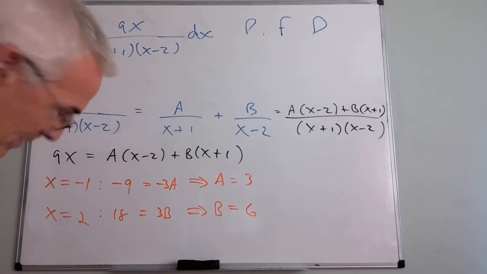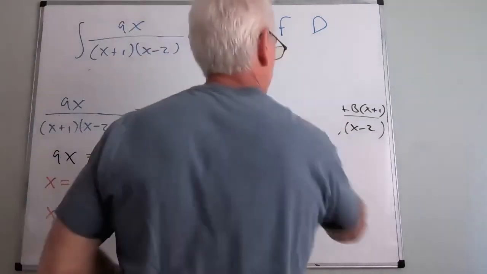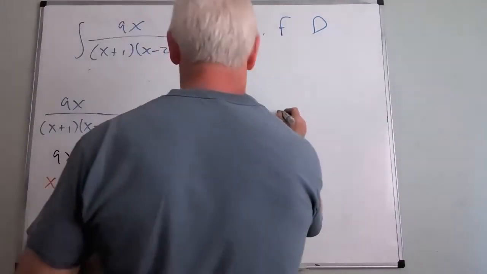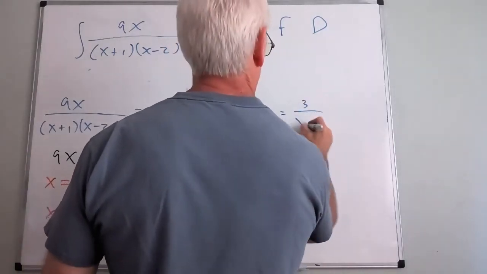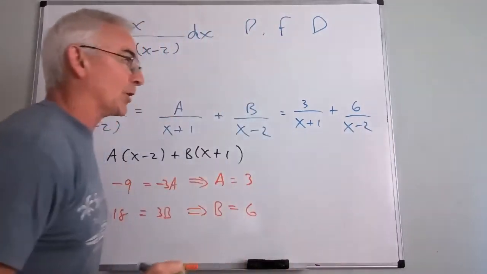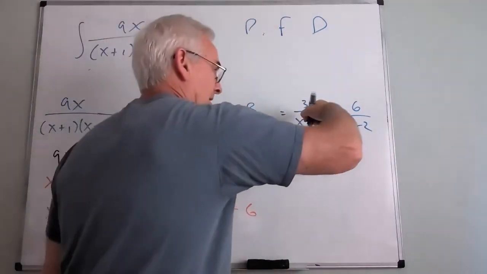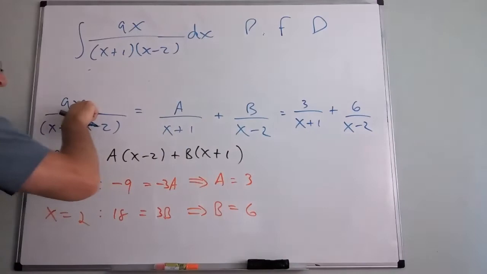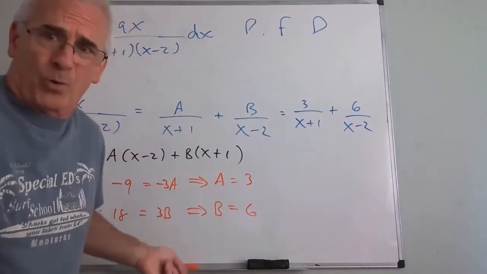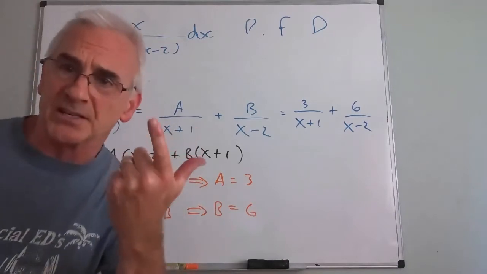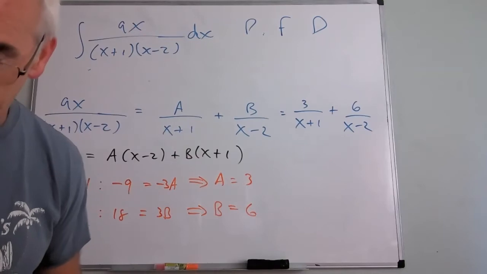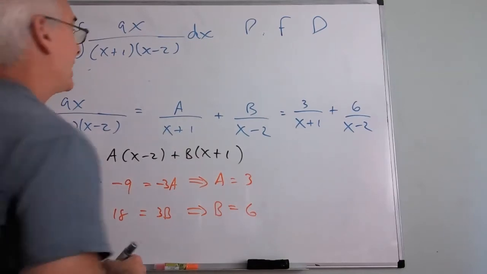So that means going back, let me erase this. That means that this is 3 over x plus 1 plus 6 over x minus 2. Now, before you go any further, it would be very wise to manipulate that. Do I get this back again? Is it possible I made an arithmetic error in here? Well, of course it's possible. You know, losing a sign is possible. So I don't want to just automatically assume that I did it correctly. I always want to check my work.